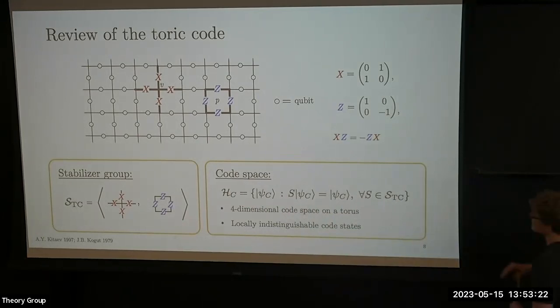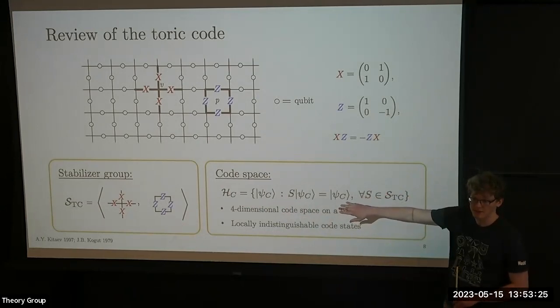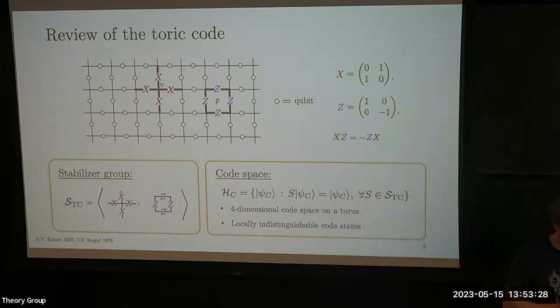You can check using the commutation relations that these are mutually commuting Pauli operators. That means that they can be simultaneously diagonalized. And we store quantum information in the mutual +1 eigenspace of these stabilizers. That space is referred to as the code space. The code space for the toric code is 4-dimensional, meaning that we can encode or store the information of 2 qubits. These qubits are referred to as the logical qubits. One benefit of the toric code is that the code states are locally indistinguishable, meaning that if there's local noise from the environment, we can always detect it and correct it without our information being corrupted.